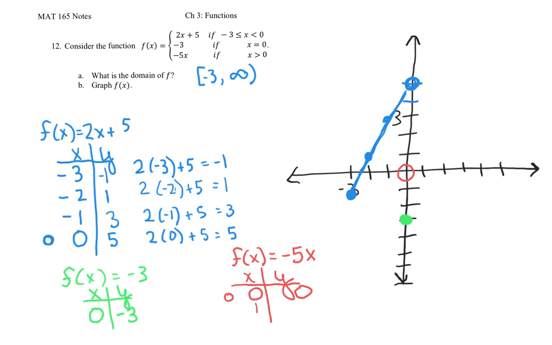And then I'll pick a few more numbers that are greater than 0. 1, -5, and if I plug in x is 2, I'll get -10. We'll extend the graph a little bit further. And this graph will continue on infinitely because notice x is allowed to be any number greater than 0. And that is the end of the fourth video to section 3.2.